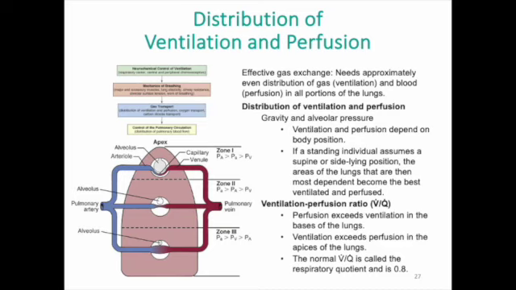This relationship between ventilation and perfusion, we express as the ventilation-perfusion ratio. We call it the VQ. The normal VQ is 0.8. This is the amount by which perfusion will exceed ventilation under normal conditions.